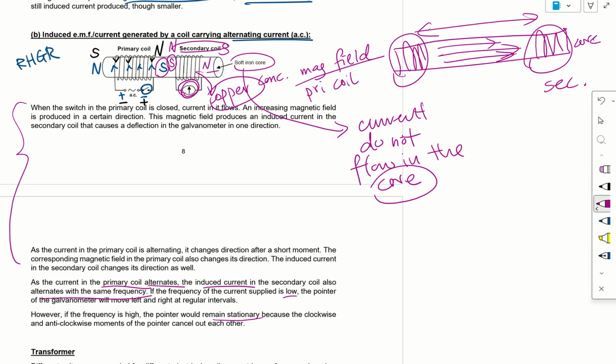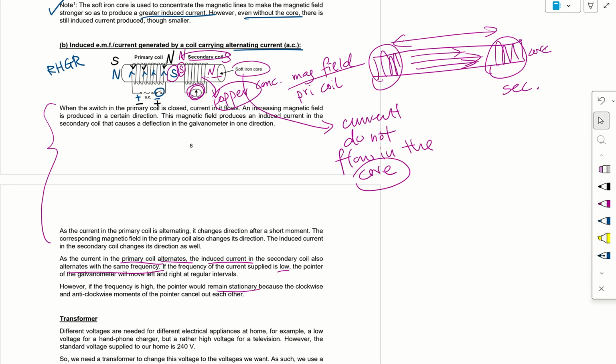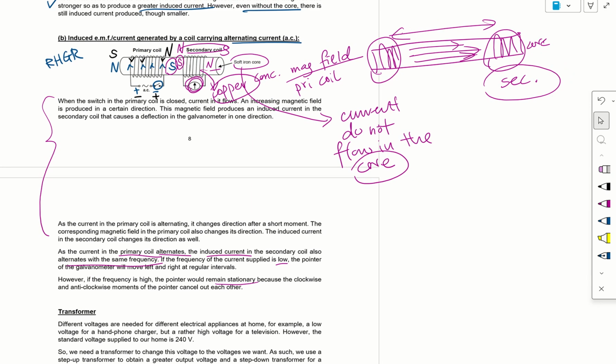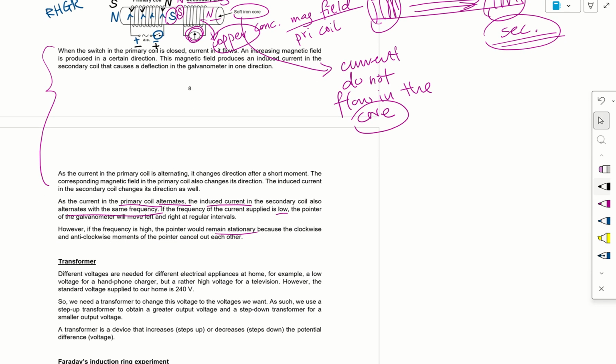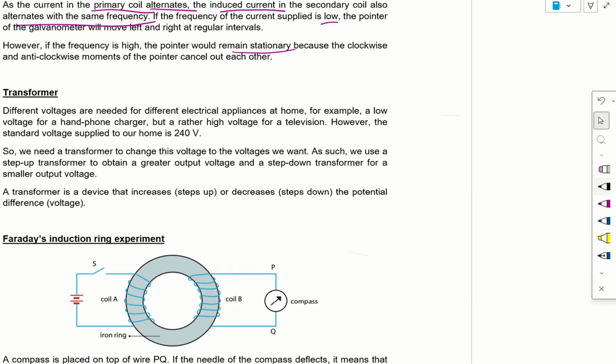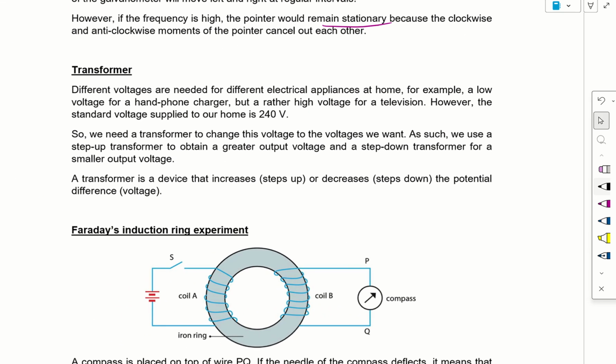That is how amazing it is. There is no direct connection between the wires, but the current will still be induced in the secondary coil. Please take note that it is not the current that flows through the iron core. It is a magnetic field, and because the magnetic field changes direction, there will be induced current in the secondary coil. This is the working principle of a transformer.